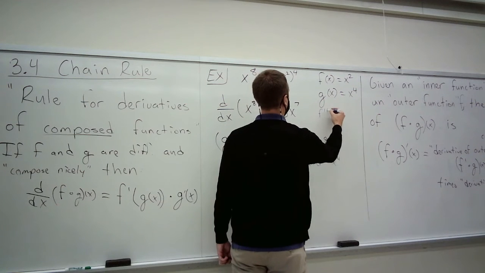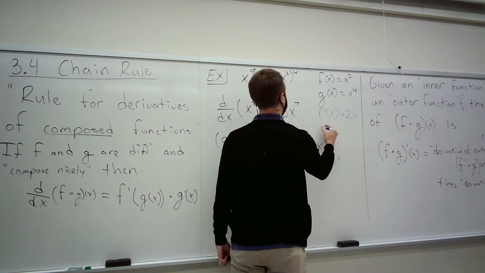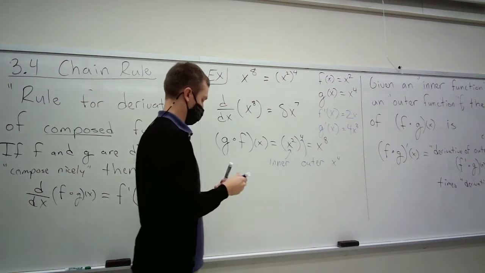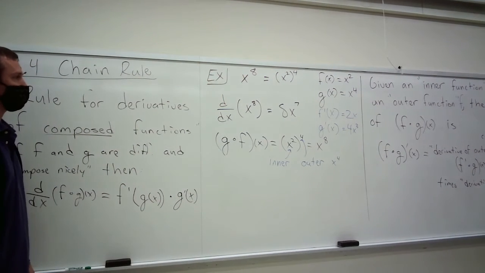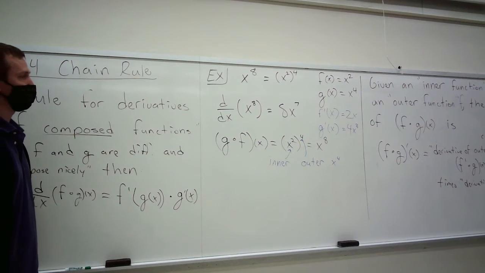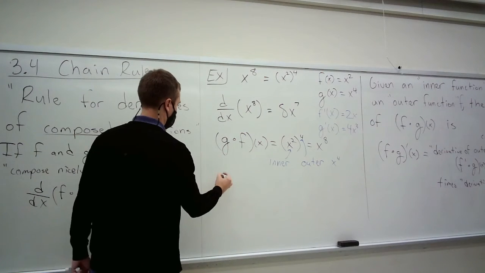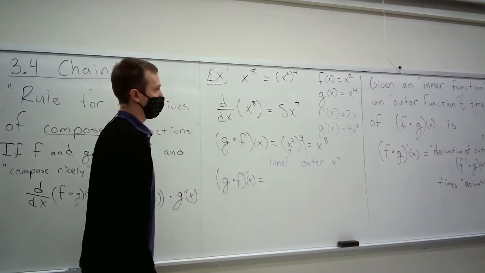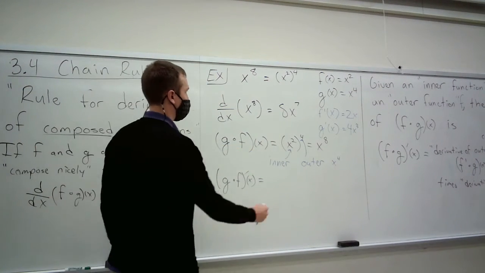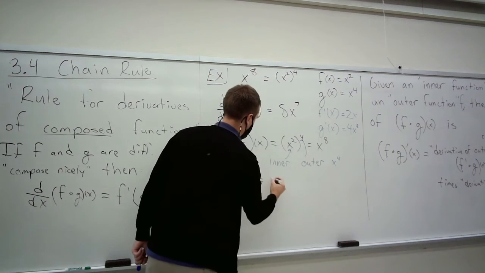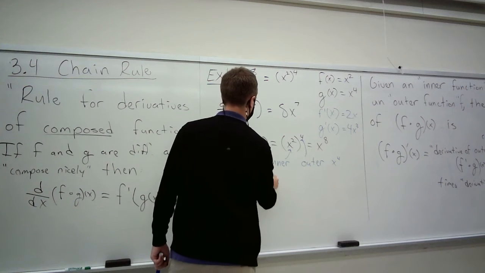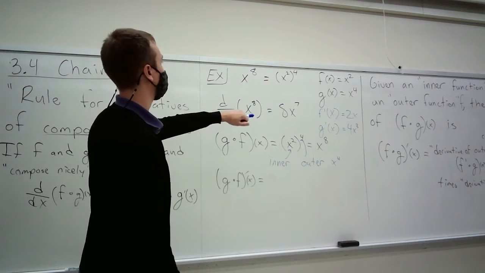F prime, 2x, g prime, 4x cubed. Then you plug things together. G of f of x prime is the derivative of the outer function, f prime. That's different in this case. I switched up my f's and g's. The outer function here is g.